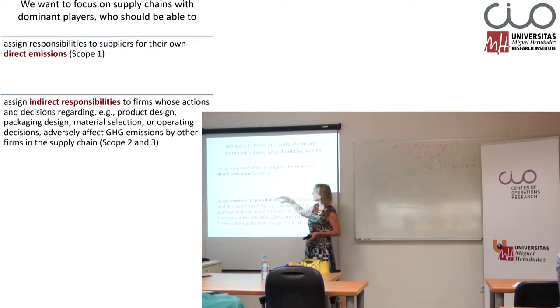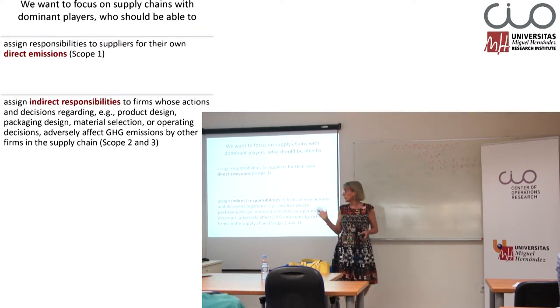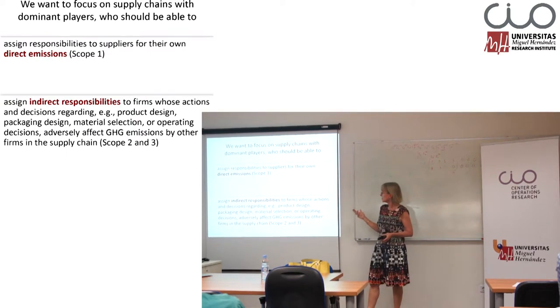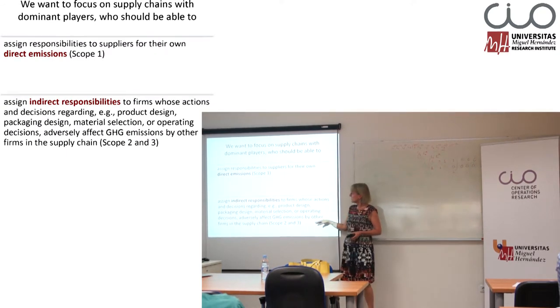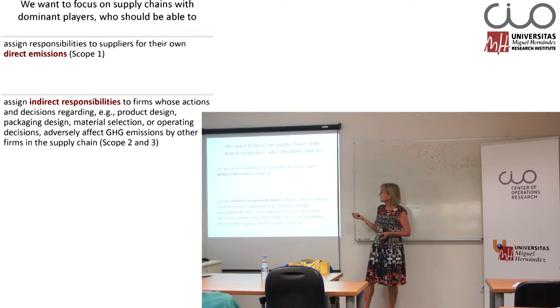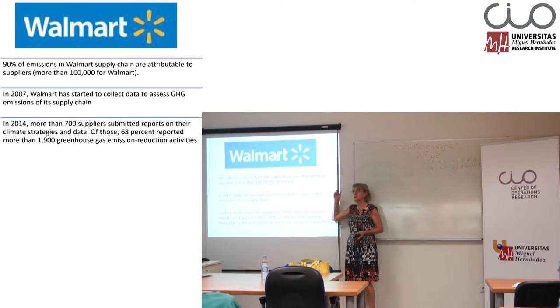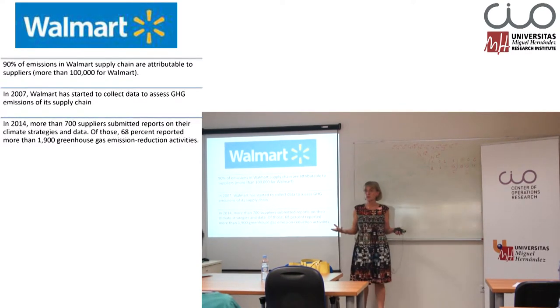So clearly there is a responsibility for direct emissions, but there can also be an indirect responsibility, so that the firms where you can have an impact on emissions should have some responsibility for the amount and volume of these emissions. Again, I mentioned Walmart as one example. If you look at Walmart, Walmart is a part of huge supply chains.